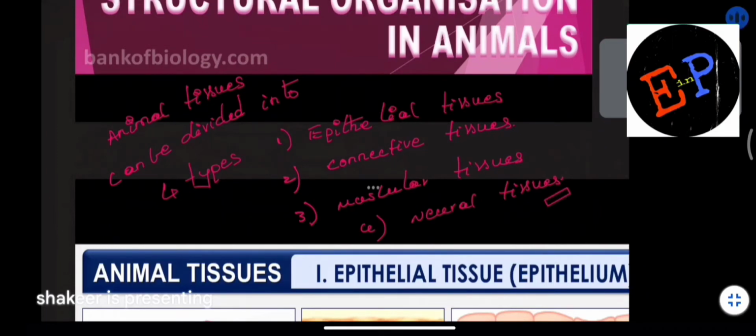Clear? Epithelial tissues means what? The tissues which behave like an outer covering to the organisms or an inner layer through which body fluid flows. That is called epithelial tissues. Are you able to understand, ma? So the outer layers of the bodies or organs have a covering, no, ma? So the outer covering of the organs is made up of epithelial tissues.